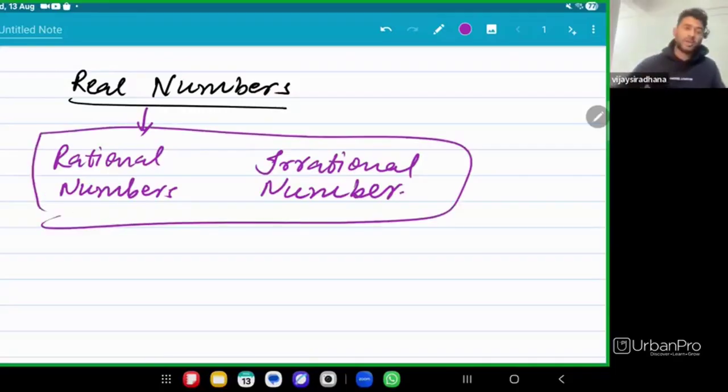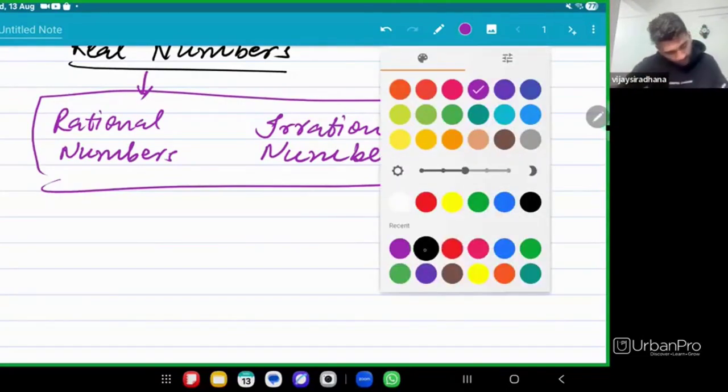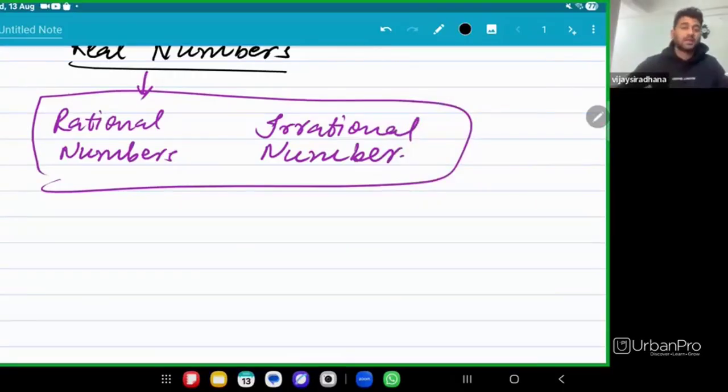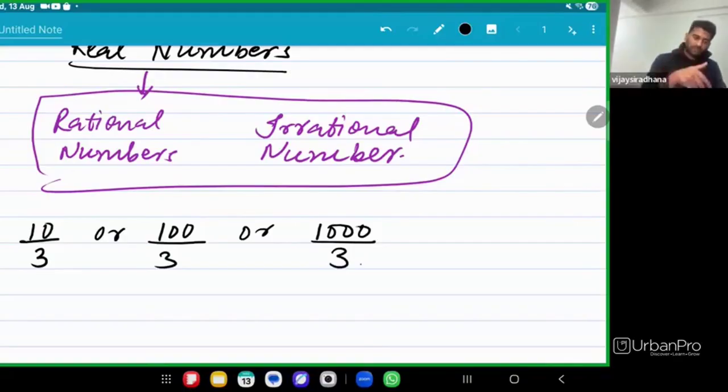Now this topic we are going to read is nothing but the decimal expansion of real numbers, like how we will expand the real numbers. So for example, if the question is given 10 divided by 3, or 100 divided by 3, or 1000 divided by 3, what will be the answer for all of these?